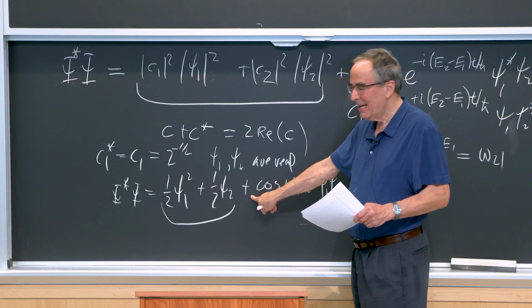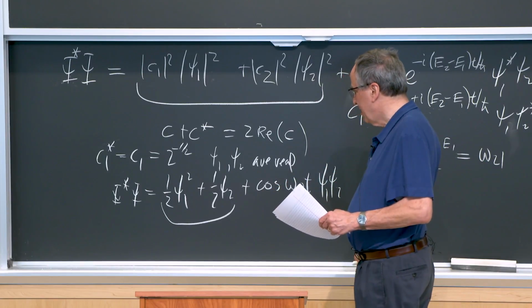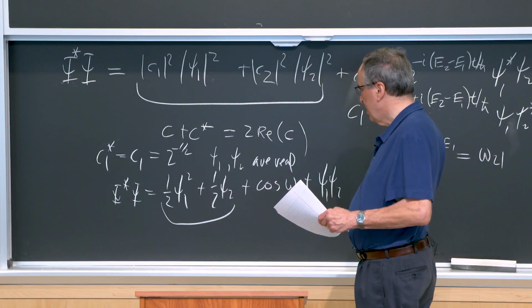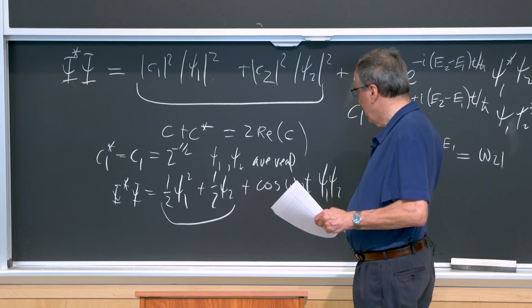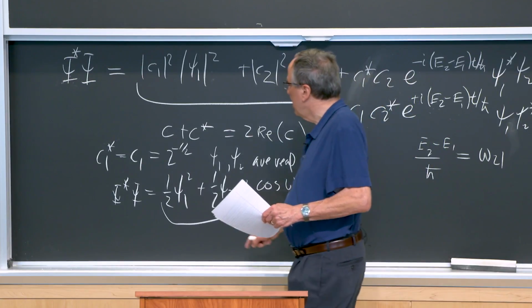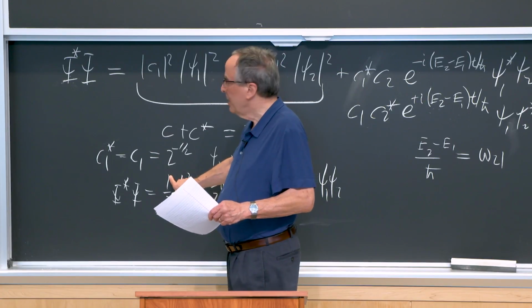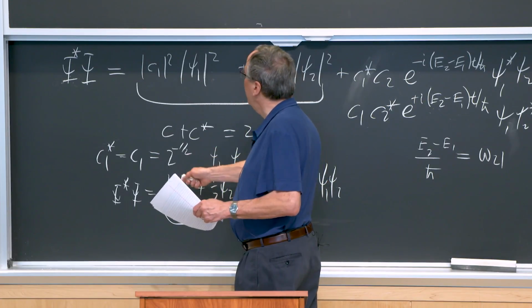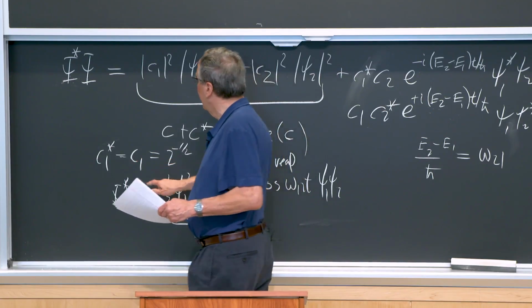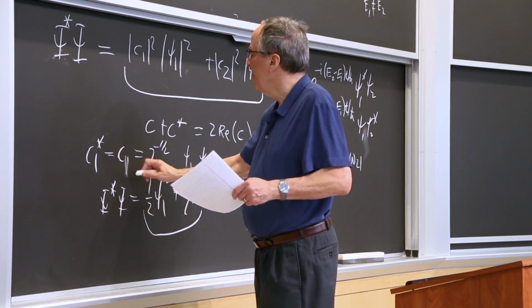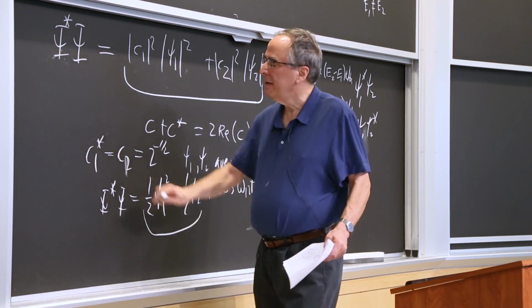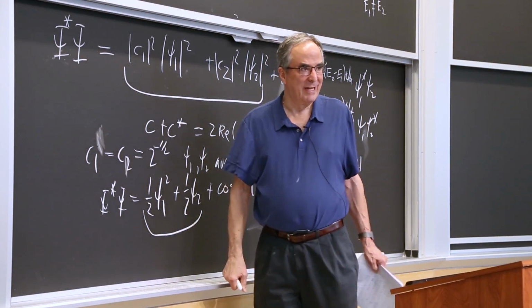I think you meant about C2. You're only defining C1 star and C1 to be 1 over square root of 2. You didn't say anything about C2. Oh, okay. I want C1 and C2 to be that. That's what I wanted. Okay.